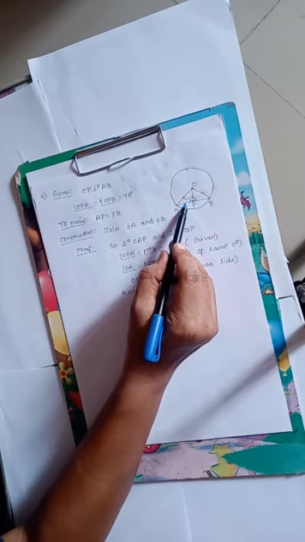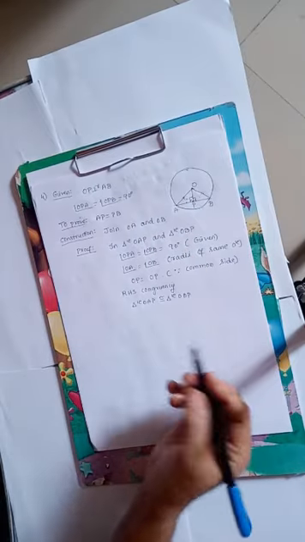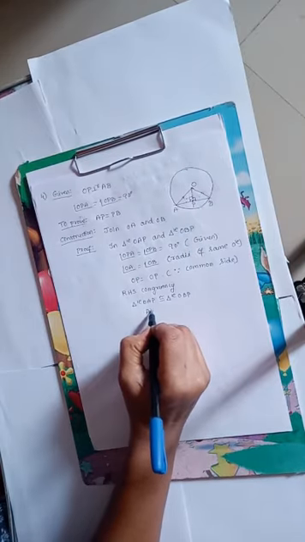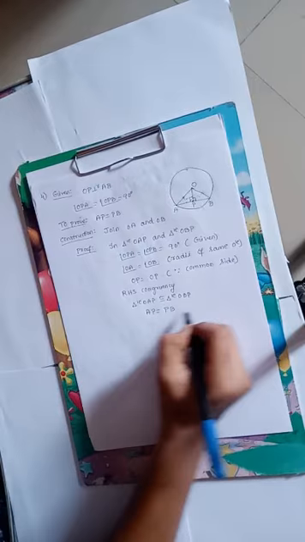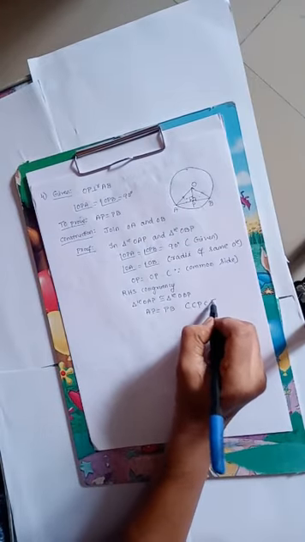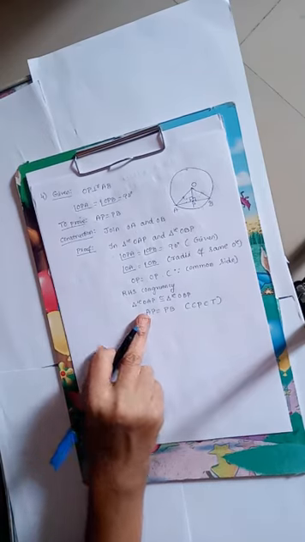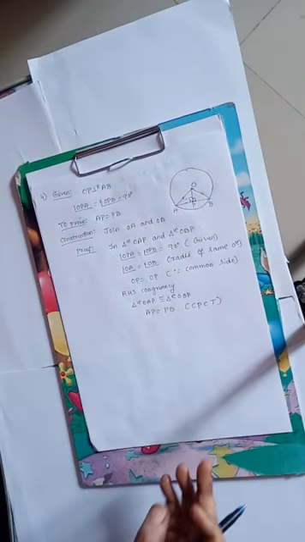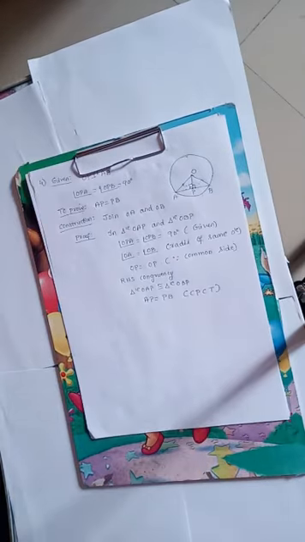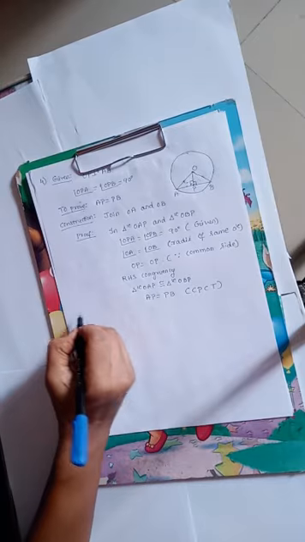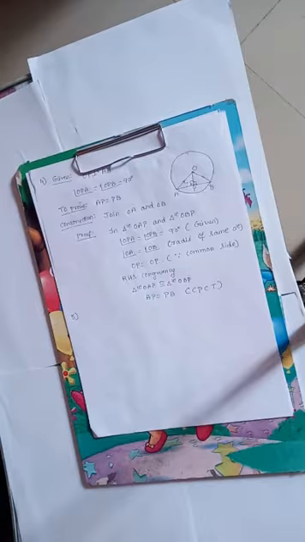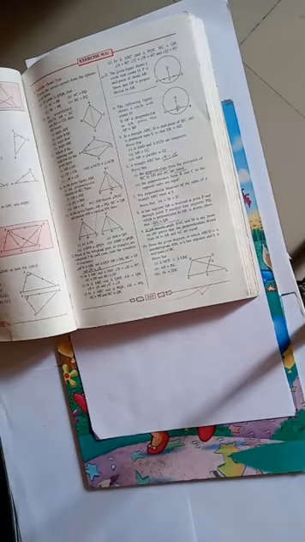Now by CPCT, the corresponding remaining parts of the corresponding sides are also equal, that is AP is equal to PB. This is from CPCT. What they asked in the question, we proved here. Next, move on to the next question, that is the fifth one. See now what the fifth one is.